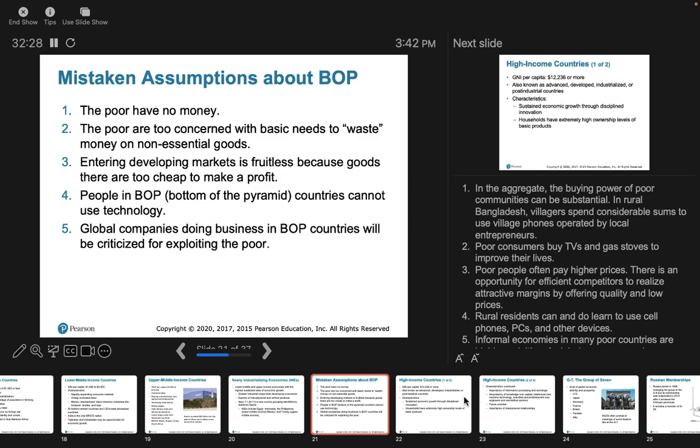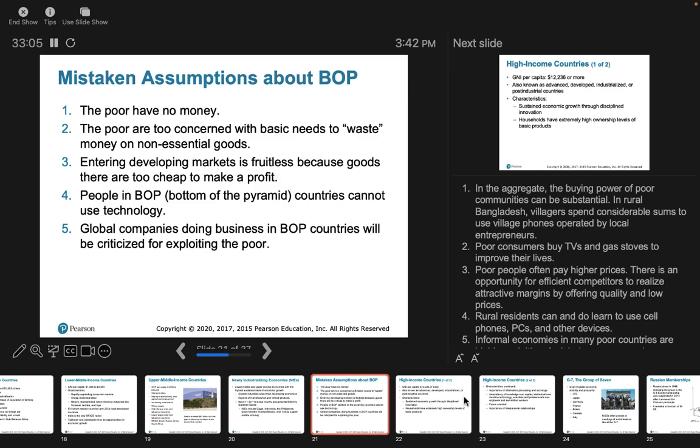People in BOP, the bottom of the pyramid, countries cannot use technology. They are illiterate about it, or they are probably not well aware or informed about this technology. Then we have global companies doing business in BOP countries who will be criticized for exploiting the poor, like what is happening in France today and in Bangladesh.